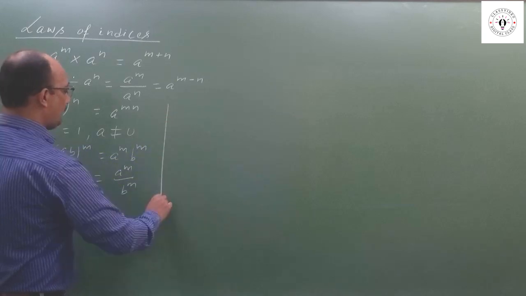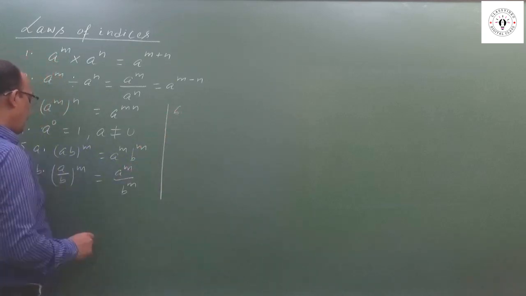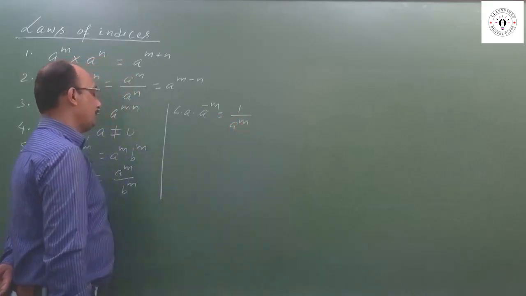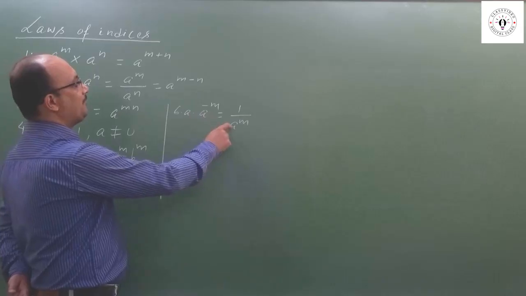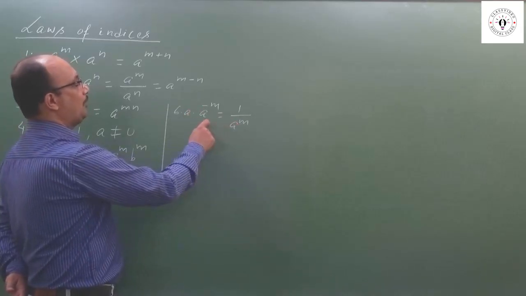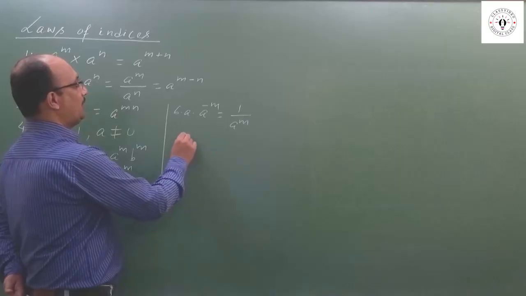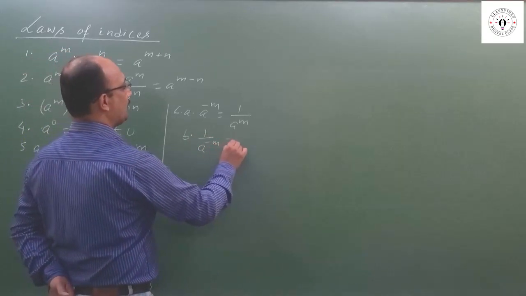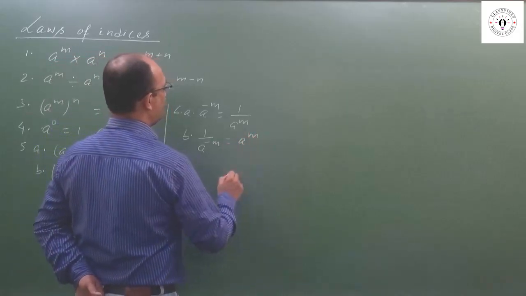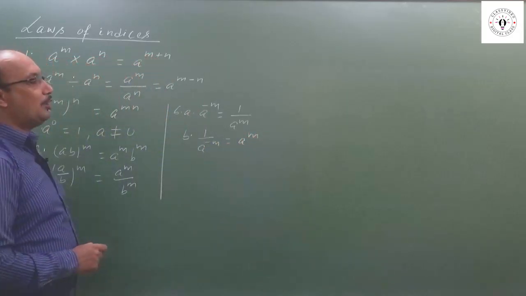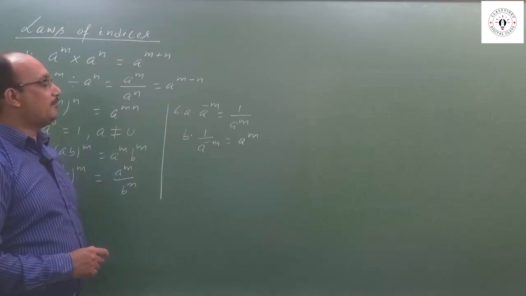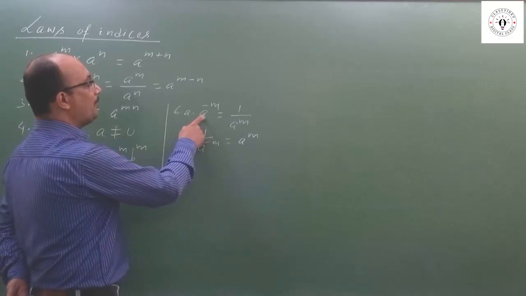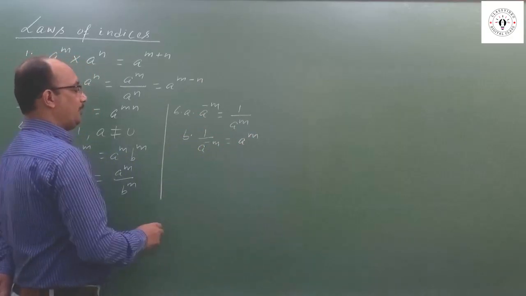Similarly, sixth, my dear, is a to the power minus m equals 1 upon a to the power m. This means the sign of the power will be changed. Change means negative becomes positive when we move the numerator to the denominator. Similarly, if you have 1 upon a to the power minus m, then this can be written as a to the power m. The meaning of this formula is that the sign of the power will be changed. The sign of the power will be changed means plus becomes minus, minus becomes plus, when we write numerator into denominator or denominator into numerator.